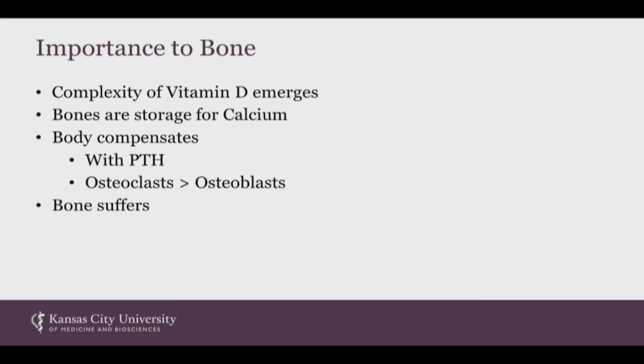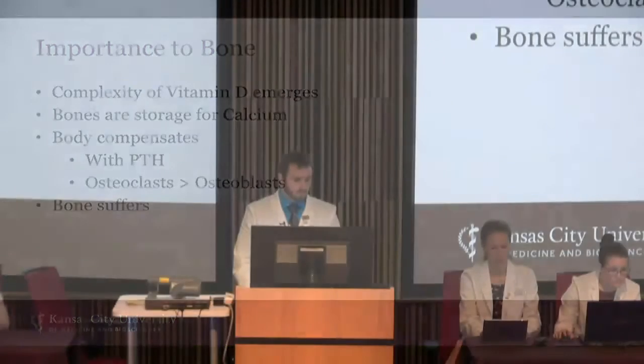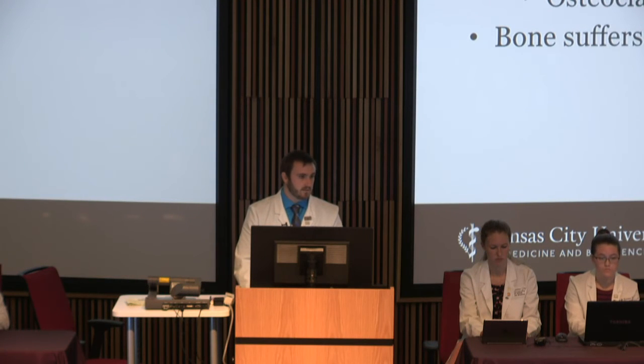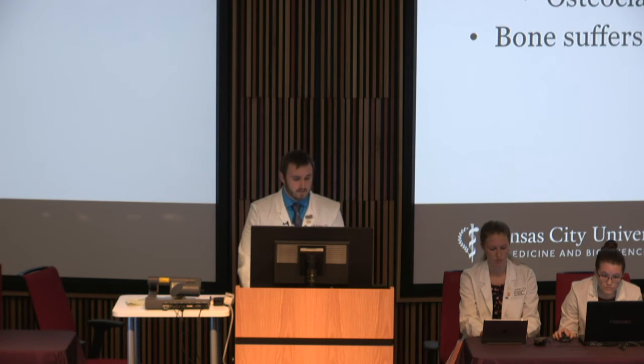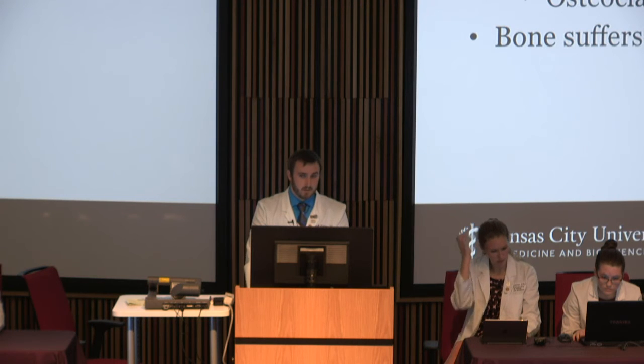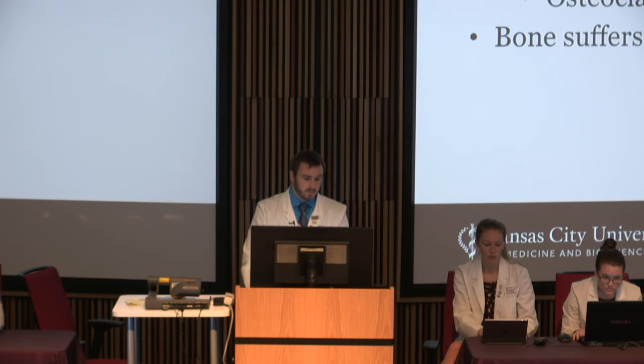So as we know, bones are the storage for calcium, and when calcium is lowered by a decreased level of vitamin D, the body compensates by releasing extra parathyroid hormone. In bone, parathyroid hormone has a very similar function to vitamin D in that it stimulates the osteoclasts. Osteoclasts are the cells that break down bone to release minerals into the bloodstream. Now, with extra parathyroid hormone, the osteoclasts begin to outpace the osteoblasts, which are the cells that reform bone from excess minerals in the blood. And while this maintains homeostasis in the blood, the bone suffers.